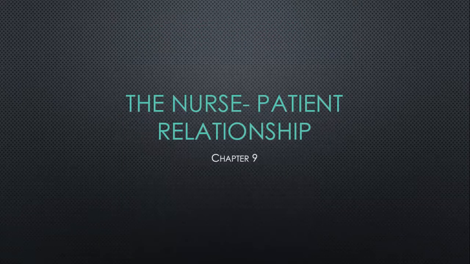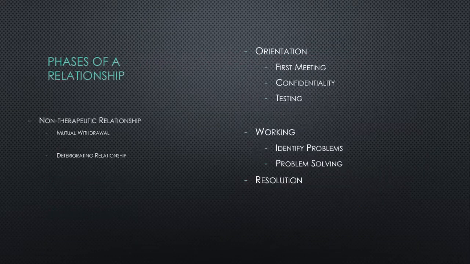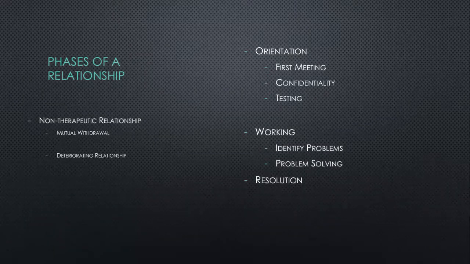So then we can move on to that nurse patient relationship. And as I said, it's based in rapport, empathy, the use of empathetic linkages, and professionalism. There are different phases of a therapeutic relationship, with the first phase being the orientation phase. This phase starts right when the nurse and the patient first meet, and it ends when the problems to be examined are identified or when the patient's goals have been set. The most important aspect of this orientation phase is forming that trust and respect between the nurse and the patient.